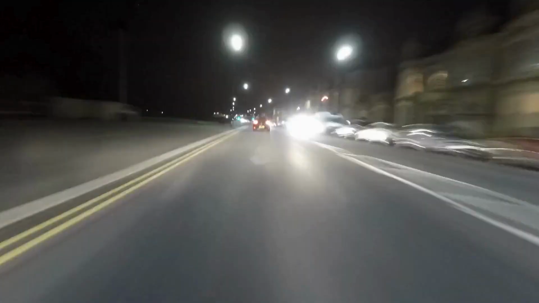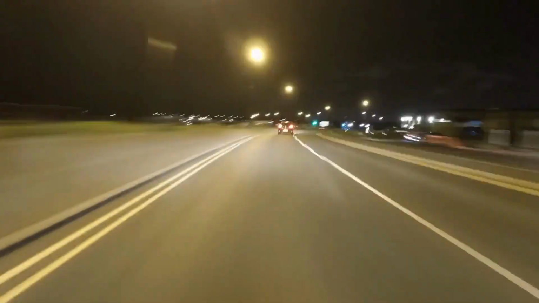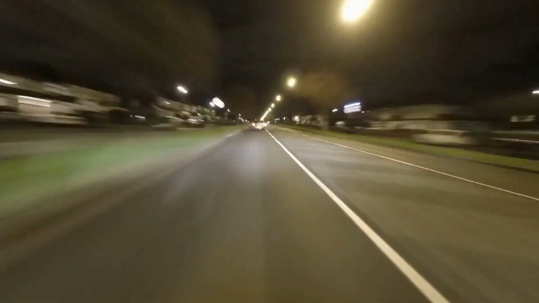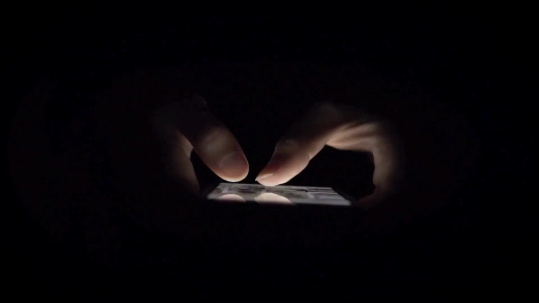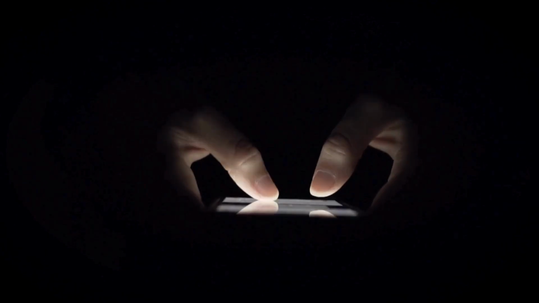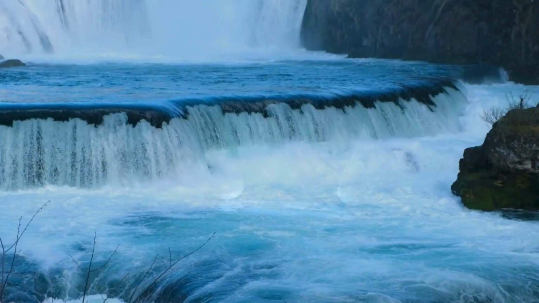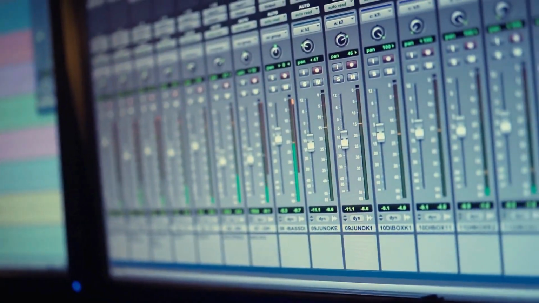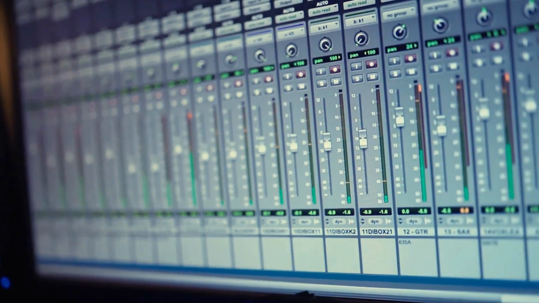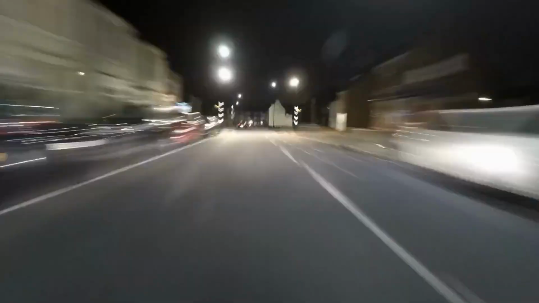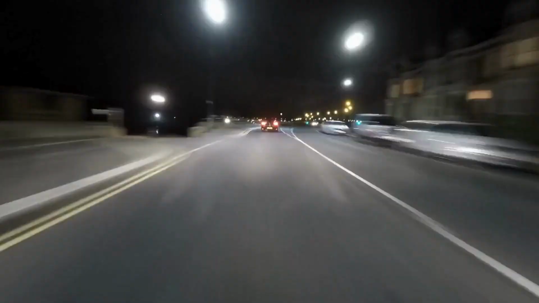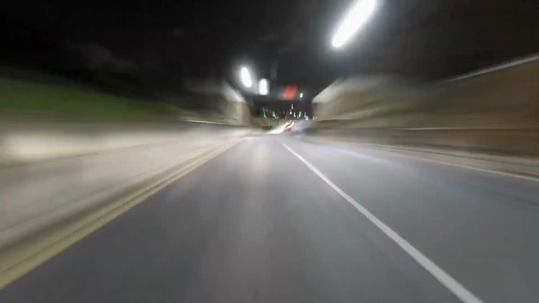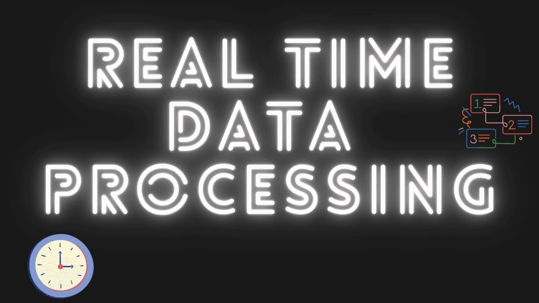Let's talk about the velocity aspect of big data. Imagine data zooming at us like cars on a highway. That's velocity for you. Data coming at us super fast and needing to be processed right away. In our digital world, where data never stops flowing, the real challenge is not just storing it, but keeping up with its speed.